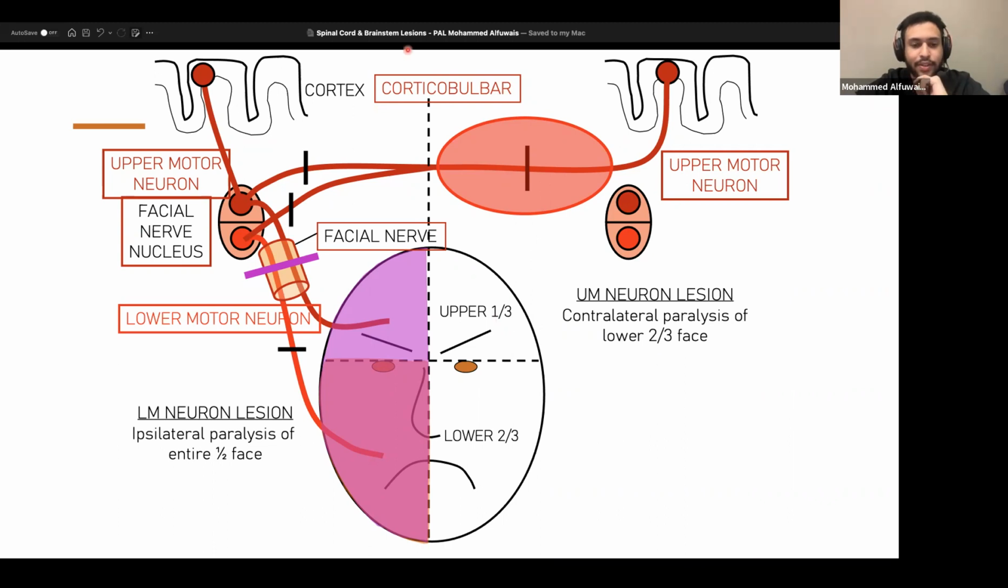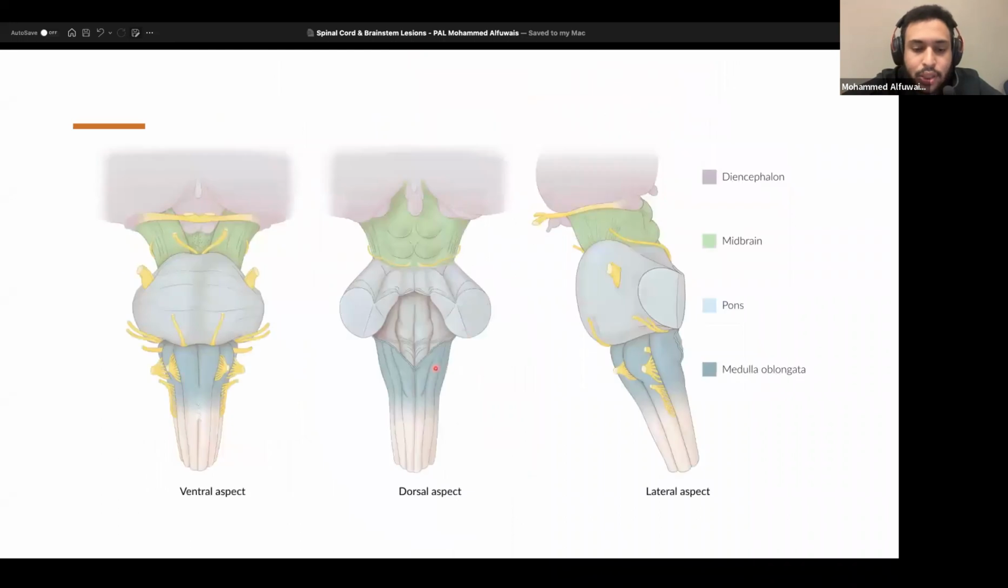So just remember, if it's anything corticobulbar tract, it will be the contralateral lower 2/3 of the face. Okay, corticobulbar tract, so meaning anything coming from the midbrain, let's just say, or above it. Okay, if it's affecting the pons, or where the facial nerve nucleus is, or the facial nerve itself, it's going to be ipsilateral full face. Okay, that's it.